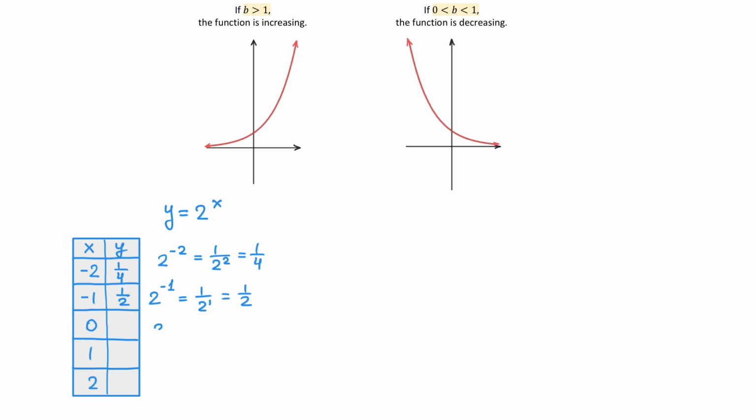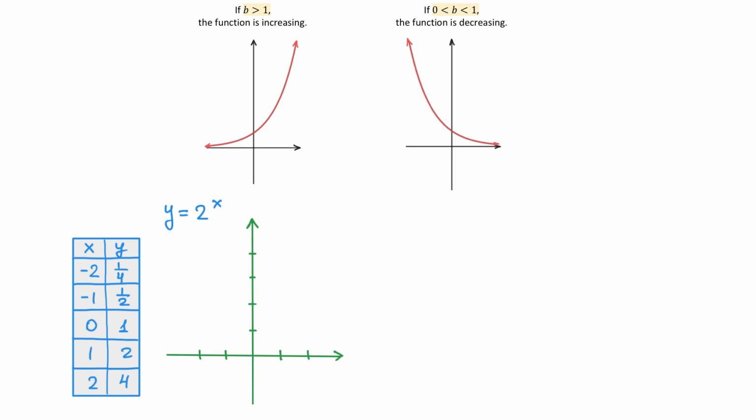Next, we will raise 2 to 0, and this is equal to 1. Then 2 to the first power, which makes 2, and 2 to the second power will make 4. And now I will start the rectangular coordinate system.